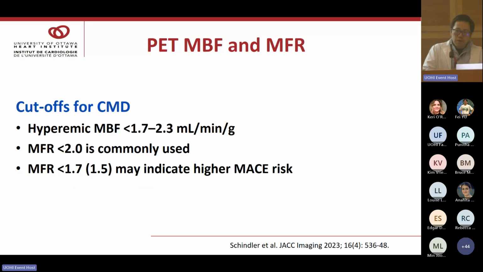When we talk about the cutoffs for CMD, most centers use a hyperemic MBF cutoff somewhere between 1.7 to 2.3. MFR below 2.0 is widely accepted as indicating CMD. However, some studies suggested that a stricter MFR cutoff of 1.7 or even 1.5 may carry stronger prognostic information.